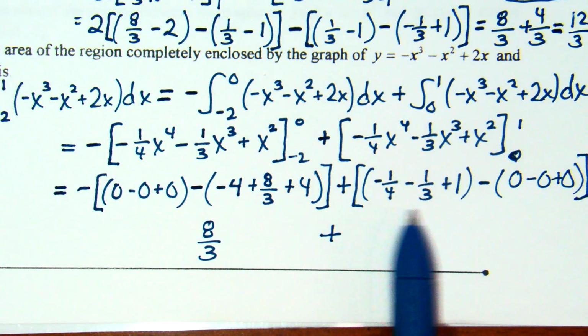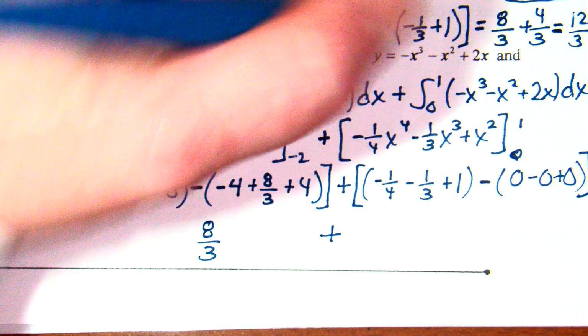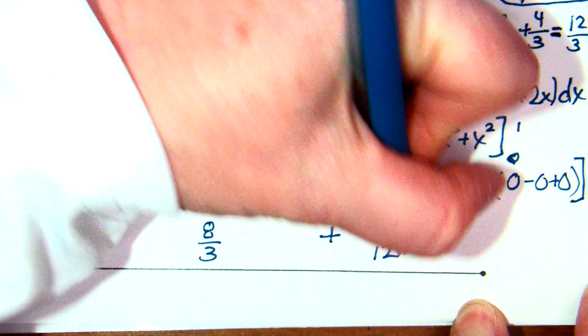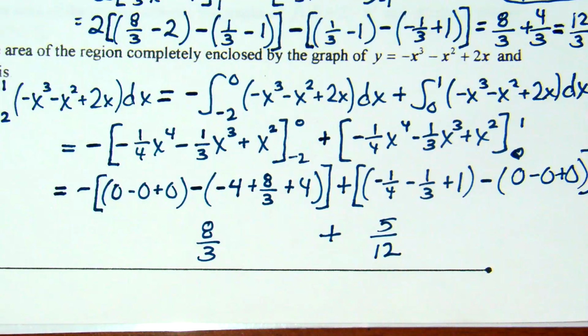Okay. 8/3 plus 5/12. 29/12, did you say? Not what I have. 37/12. Multiply the first fraction by 4. Yeah, 4 times 8 is 32/12 plus 5/12. Why did I think 4 times 8 was 16? 37/12 units squared. You can do it.